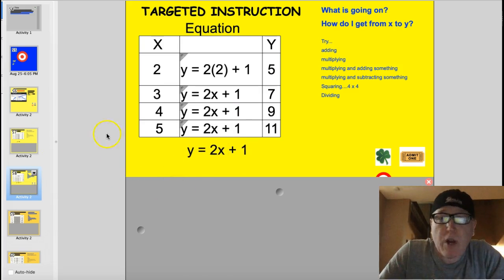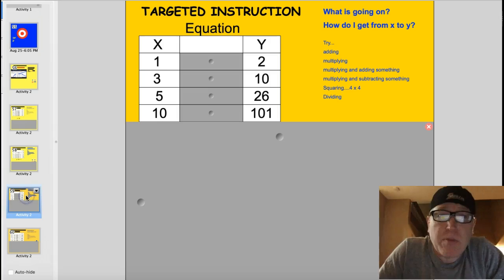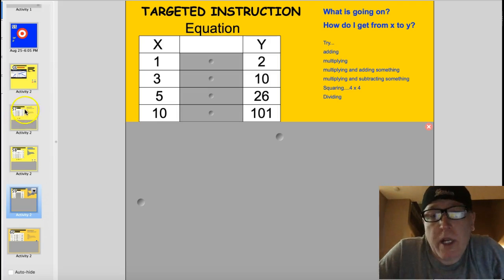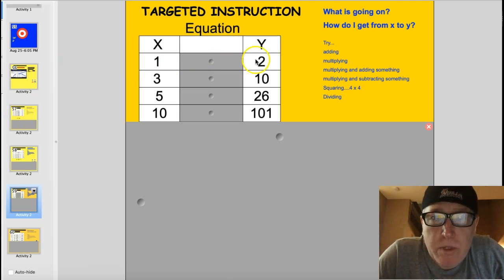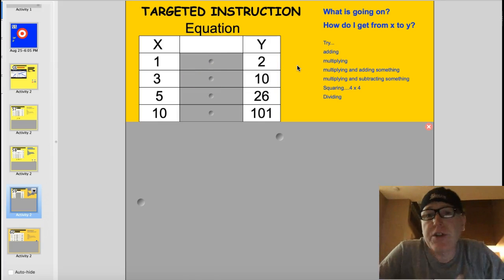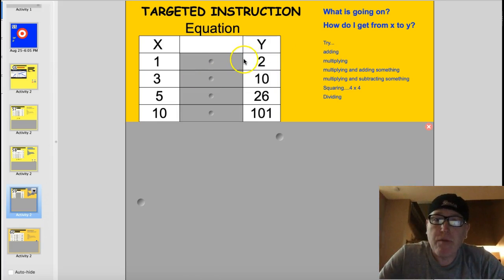All right, it's time for you to try 2. Pause problem number 1. Go ahead and pause and give this a shot. Well, right away I'm thinking plus 1. 1 plus 1 is 2. 3 plus 1, that didn't work. Okay, how about times 2? That doesn't work. What did you guys figure out? What'd you come up with?